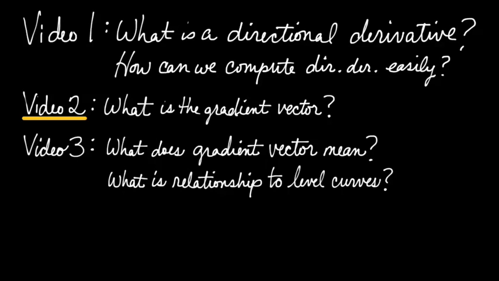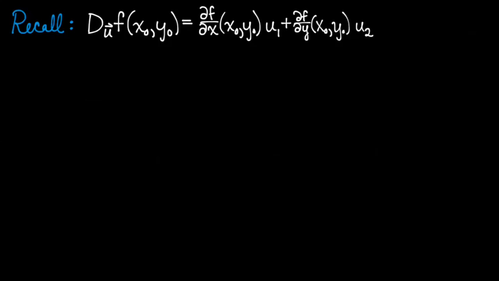In this video, I'm going to define the gradient function and the gradient vector, and I'm going to compute an example. From the last video, we know how to compute the directional derivative of a surface function, f, if we have a point and a unit vector.